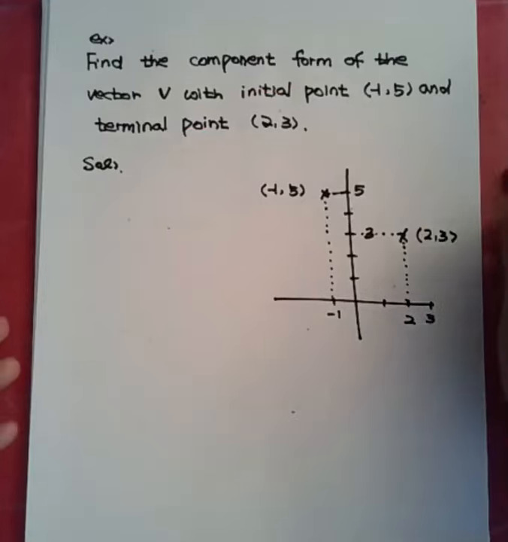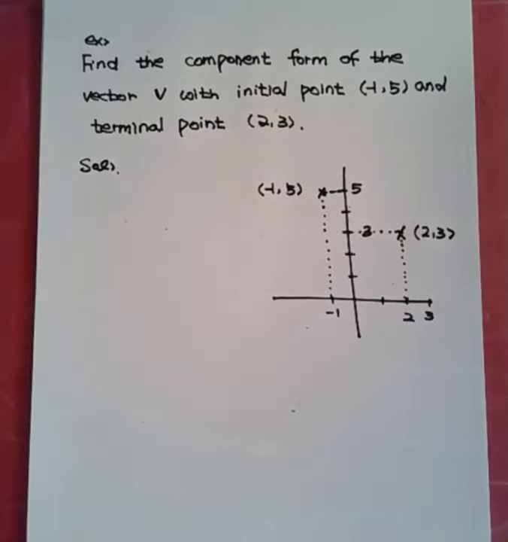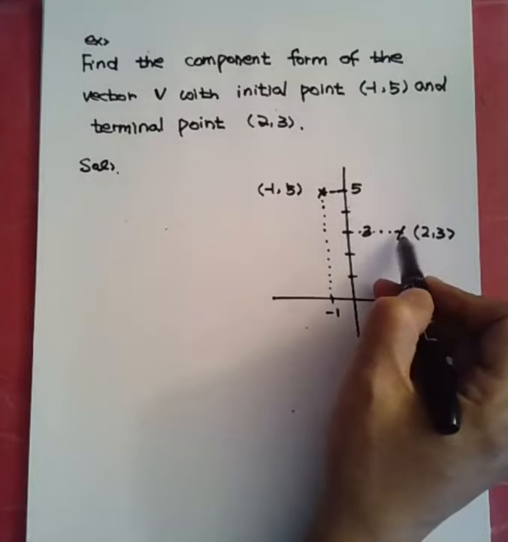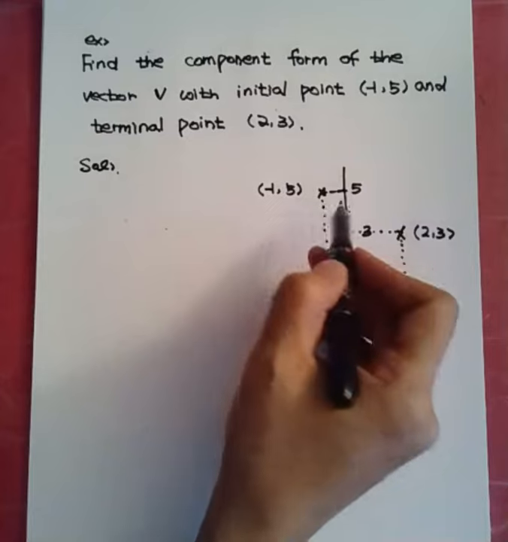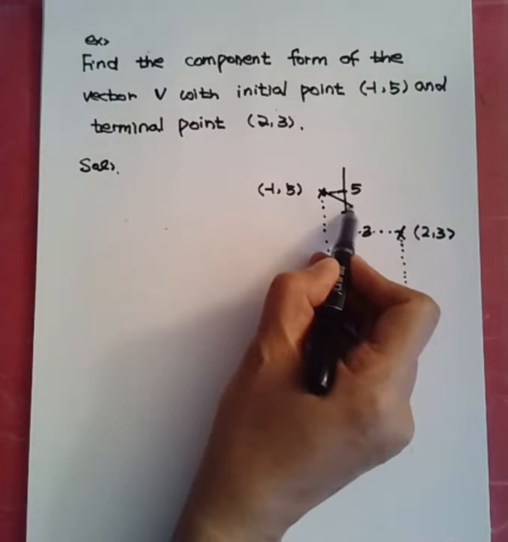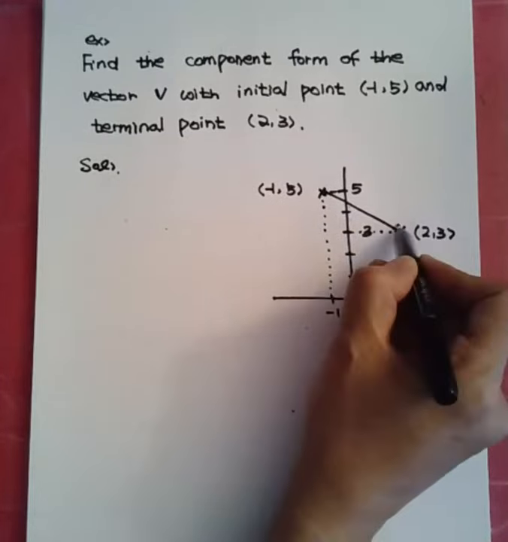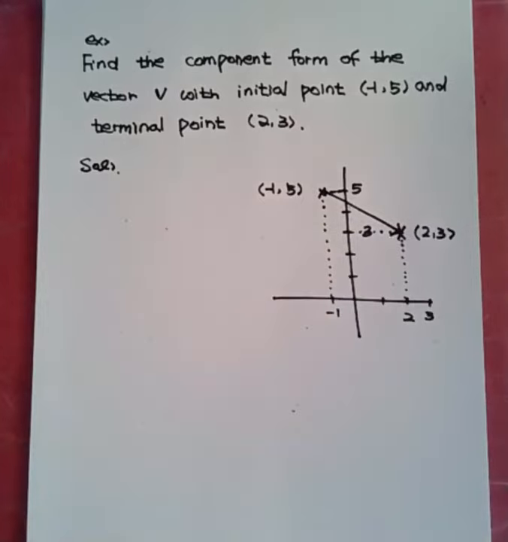Let's do some examples. We want to find the component form of the vector with initial point -1 and 5 and terminal point 2 and 3. So this point is the terminal point. This point is the initial point. So the arrow goes this direction.